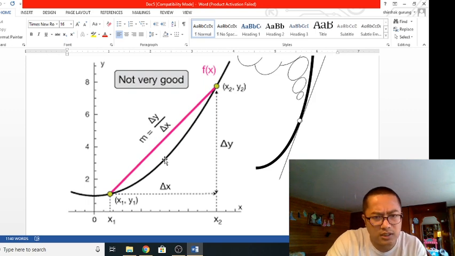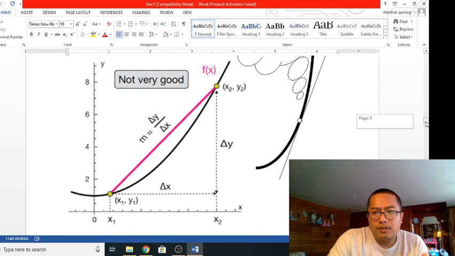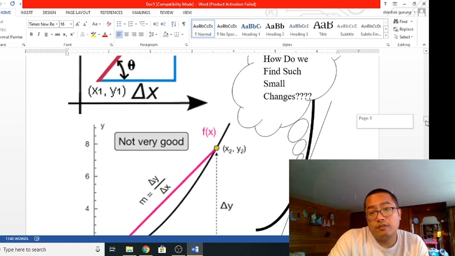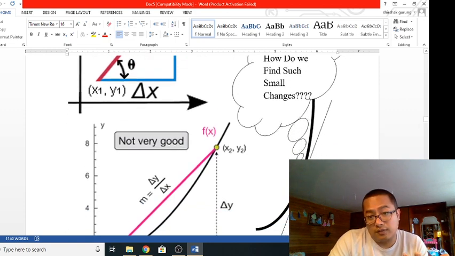When x is almost zero, at that point, what is the change, or how steep is this point? How do you find that? How do you find such small changes? Say there are two hills. Which is steeper? How do you find that? We cannot take such approximations. When you find the smallest point, we can only draw a tangent.